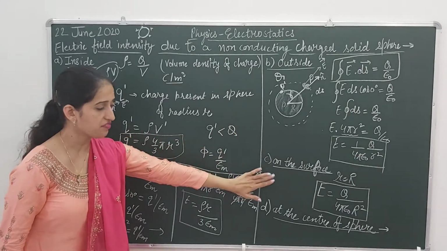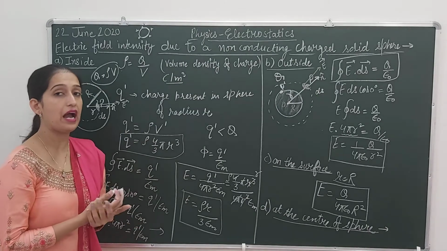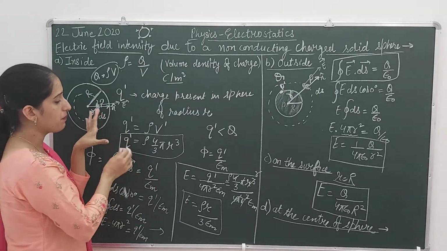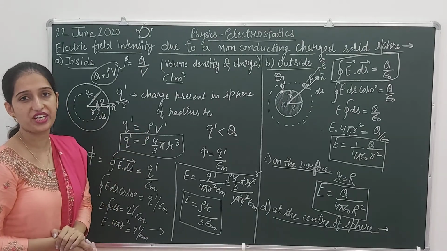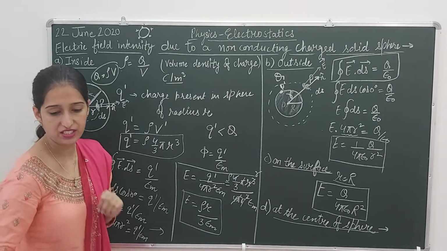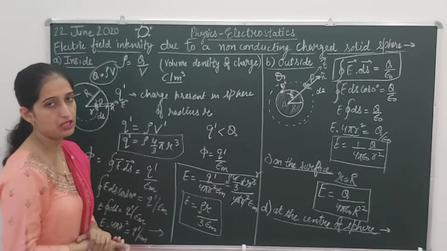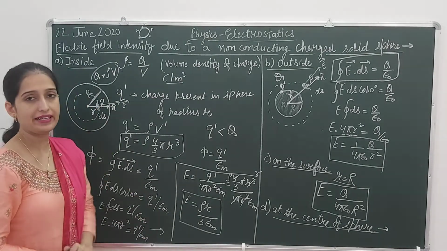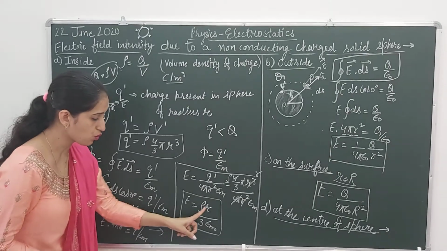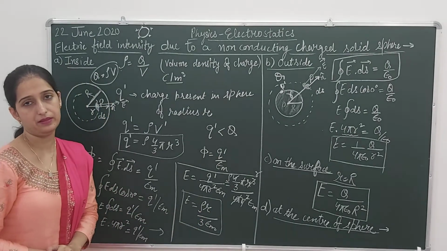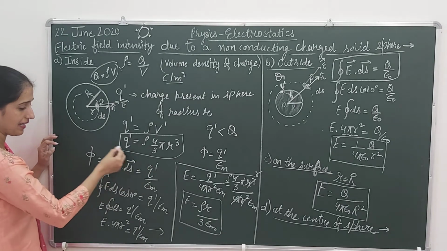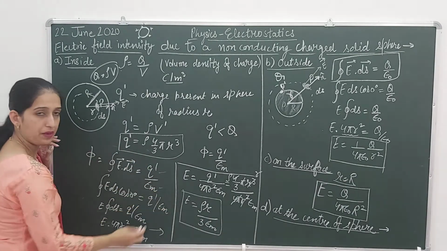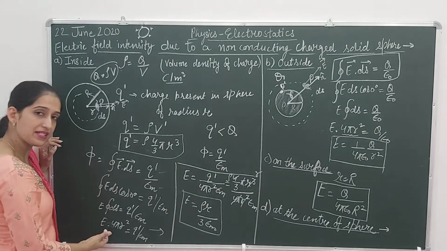Outside and on the surface, it will be the same as what we have already done for the case of the spherical shell. But for inside, because the amount of charge is changed and the medium is changed, the absolute permittivity will also change. So by calculating this, we get electric field intensity equals rho r upon 3 epsilon m. The formula is the same which we have applied. The only change is charge and absolute permittivity.